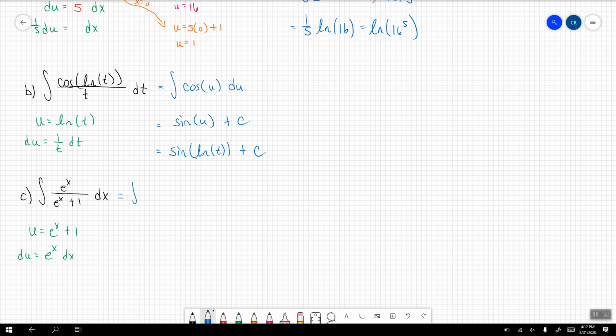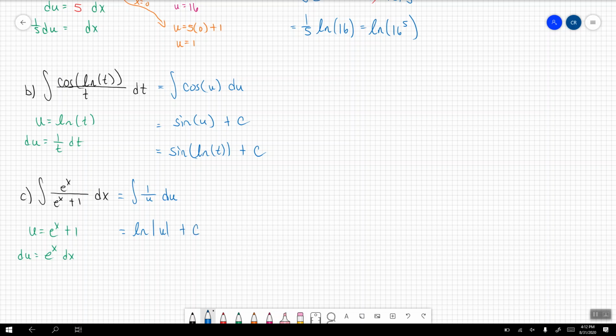So now this is an indefinite integral. My substitution is e to the x dx, that's now going to be du, and the denominator here is going to be u. So this integral now turns into 1 over u du. And if this is the case, then I can go through and evaluate this. This will now be the natural log of the absolute value of u plus c.